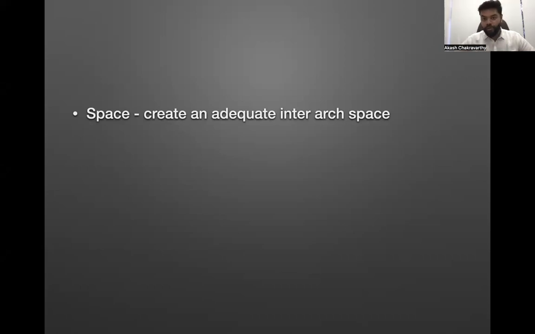Now, who will tell you what is the required interarch space? If you're a prosthodontist, you will know what is the required interarch space for different types of prostheses. If you're not a prosthodontist, ask your prosthodontist to come and tell you before the case starts what is the required interarch space. If you have the required interarch space, then go ahead. If you don't have it, then you need to create it by bone reduction.